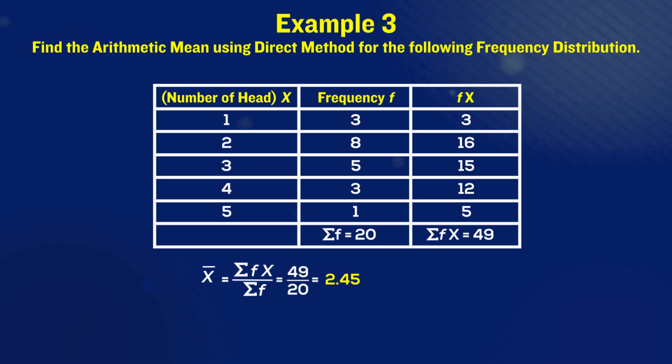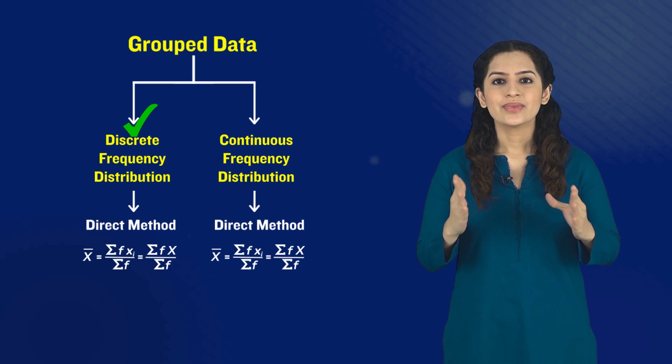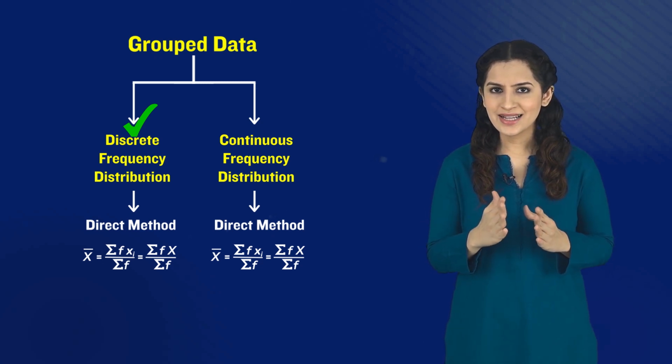Now look, since the data is discrete, it's only fair that the mean value should also be discrete. I mean, we can't have 2.45 heads now, can we? We'll round it off to 3 heads. Well, that was fairly easy, don't you think?